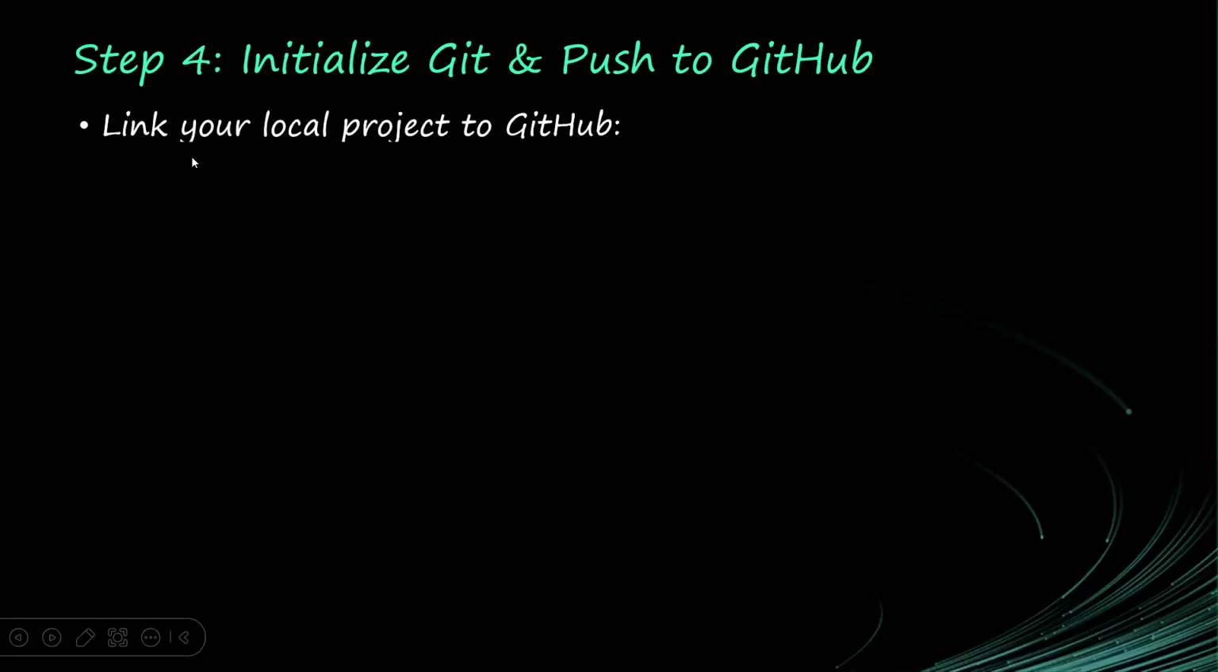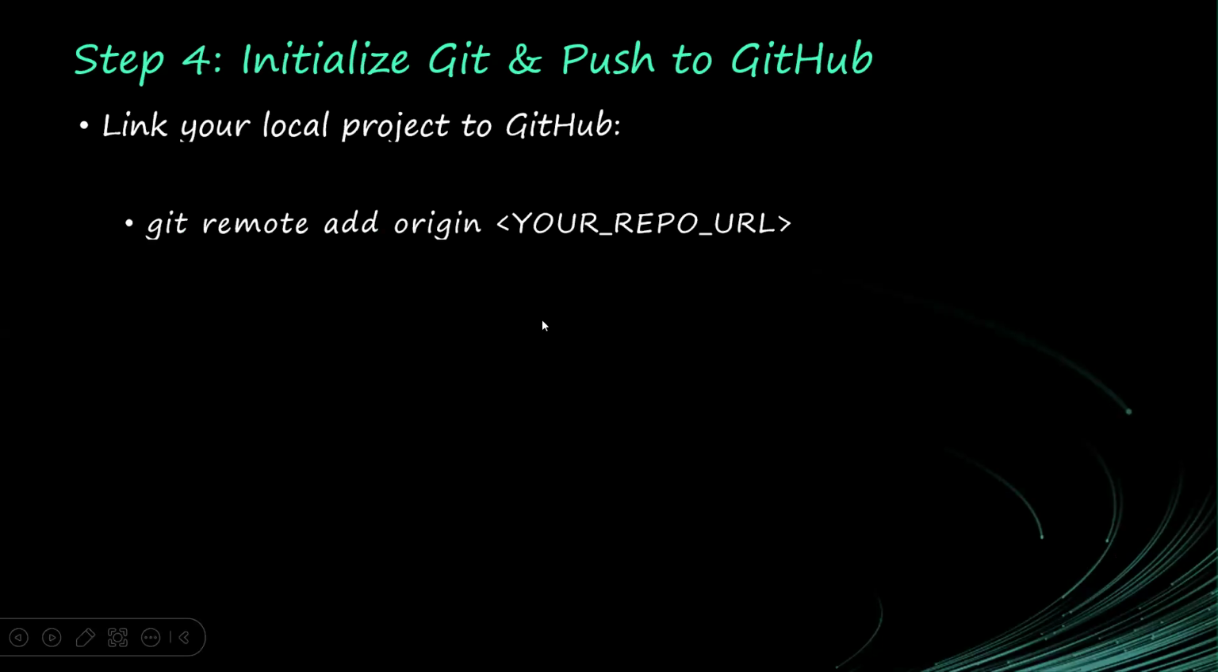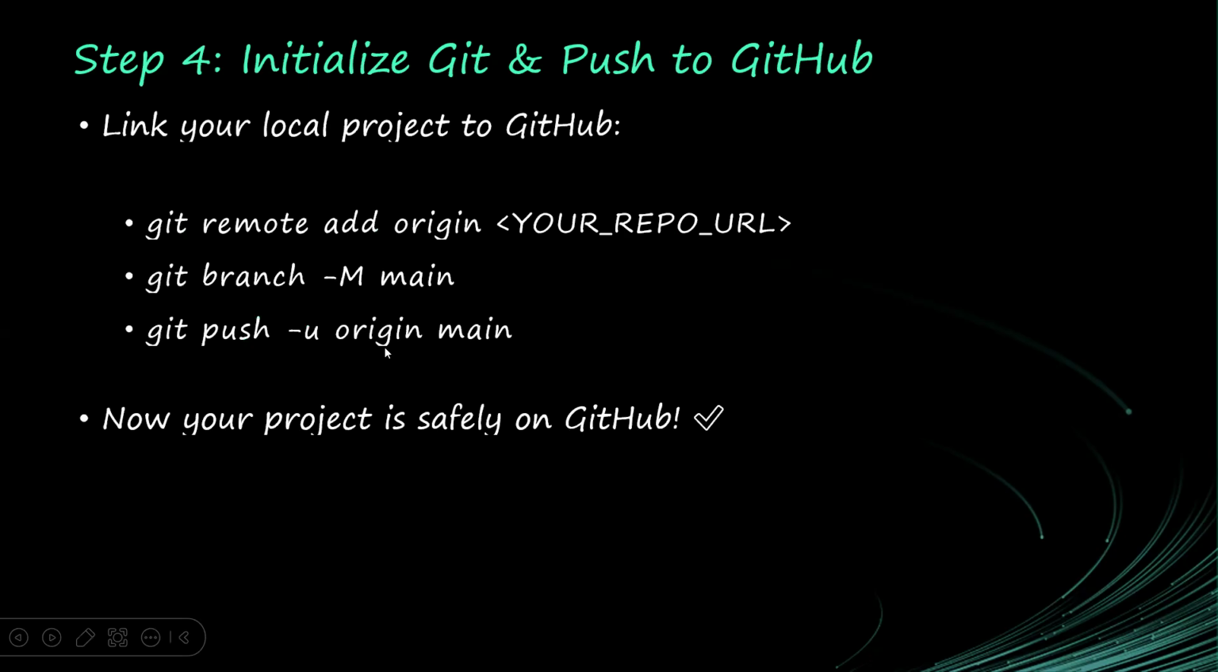Initialize your Git, link your local project. We have already done this. Once you have created a Git repo, you copy the remote add origin, then the URL for the Git repo, then you create your branch, and you push it to your main origin. Then now your project is safely on GitHub.